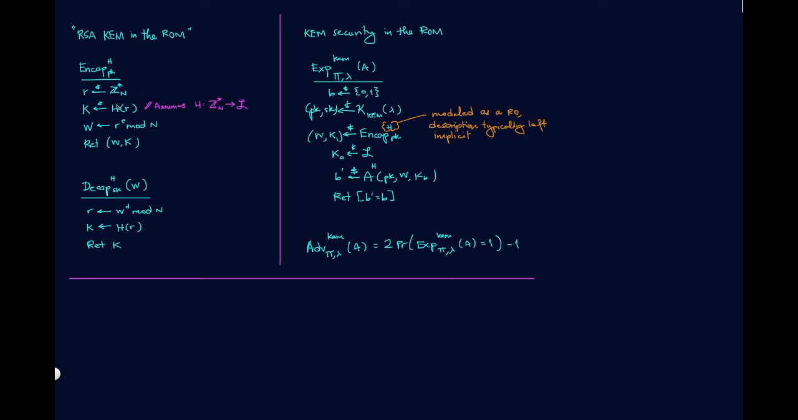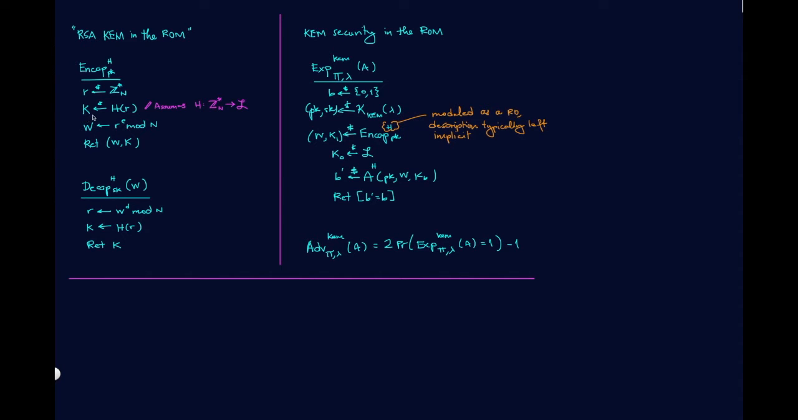We then hash R, which in the random oracle model means we're treating this as a public random function that maps from Z star N, which is where these elements come from, to some set L, which is a set of keys that's appropriate for some underlying symmetric encryption scheme. But for now, it's just some arbitrary set L. So we hash R to create a key that comes out of this set L.